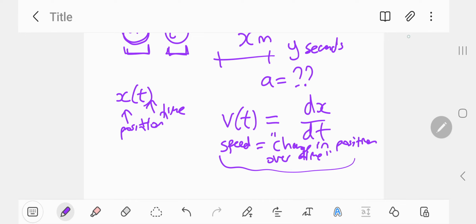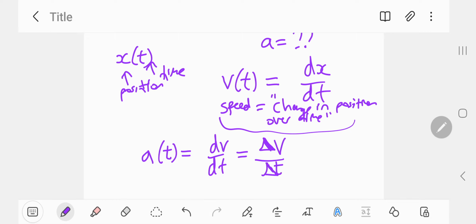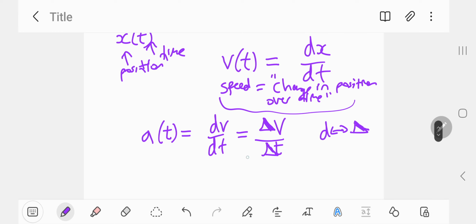To then work out your acceleration, you would need to determine the difference between your final speed and initial speed. So a for acceleration in a certain amount of time is given by dv over dt, which is just your change in velocity. You can also use the symbol delta v over delta t. The d and the delta are synonymous; they're pretty much the same thing. Acceleration is how fast your velocity changes in a certain amount of time.